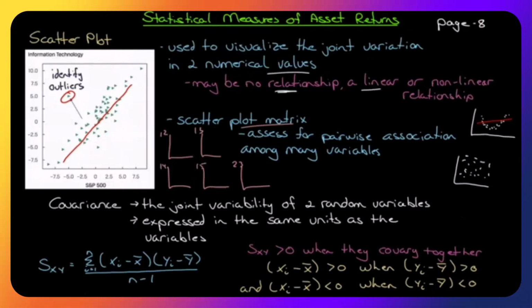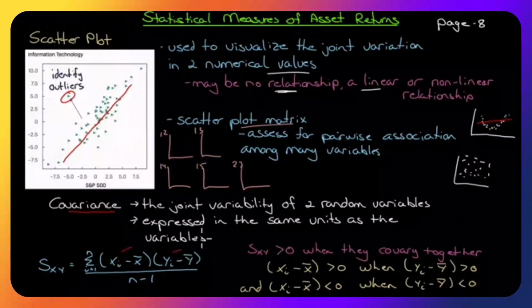So a covariance is the joint variability of two random variables. It is expressed in the same units as the variables. Remember when we talked about variance, it was in units squared, and we had to take the square root to get standard deviation. Well, a covariance will already be in the same units as the variables. And it is the sum of the deviations on x multiplied by the deviations on y divided by n minus 1. N minus 1 because we lose 1 degree of freedom.